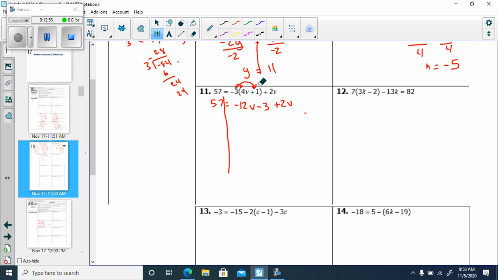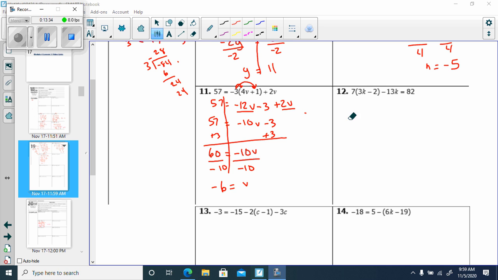Is this as simple as it can get? No. Okay, I've got negative 12v plus 2v, which would give me negative 10v minus 3, right? Now I'm down to a two-step equation. This is as simple as it can be. Do what? Add 3 to both sides. I now have 60 is equal to negative 10v. You're right, it's just you jumped a step on me, okay? Yes. v then gives you negative 6, okay?